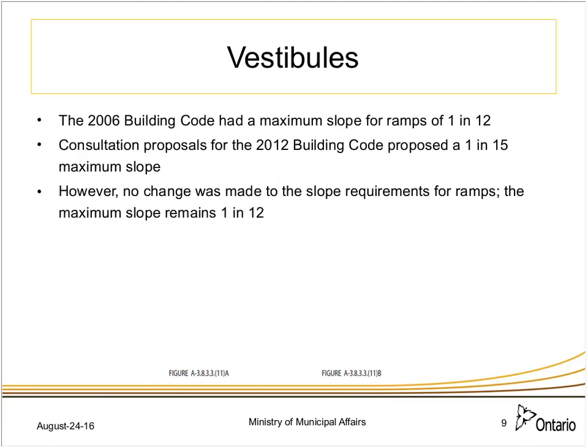So moving on to ramps, we did have some significant discussion and consultation about moving to a 1 in 15 slope from the previously existing 1 in 12. What we decided after discussion with experts was that there was no call to change that, and we're keeping it at 1 in 12.